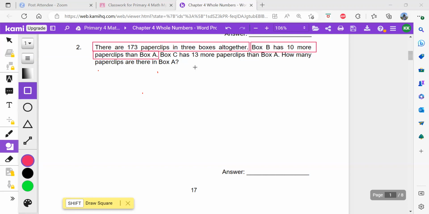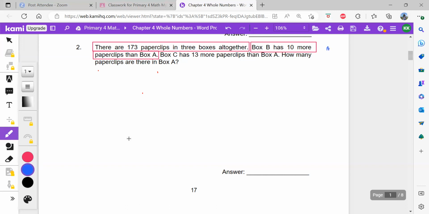But the second sentence, box B has 10 more paper clips than box A, has a very clear comparison. I know that box B has more paper clips than box A. So I'm going to start with the sentence that has the words like more than, less than, or tell me that they have the same number of paper clips. This word tells me it shows comparison.